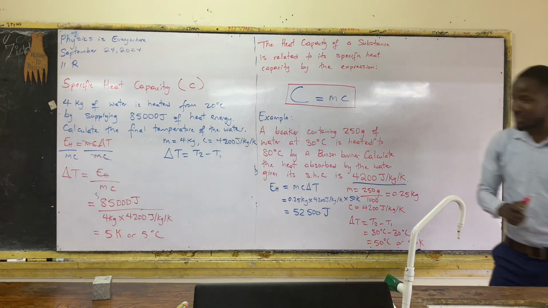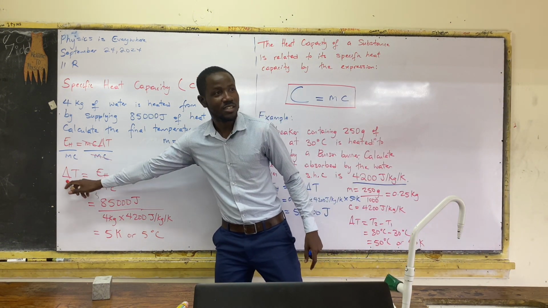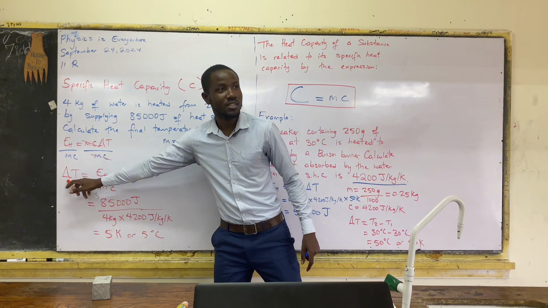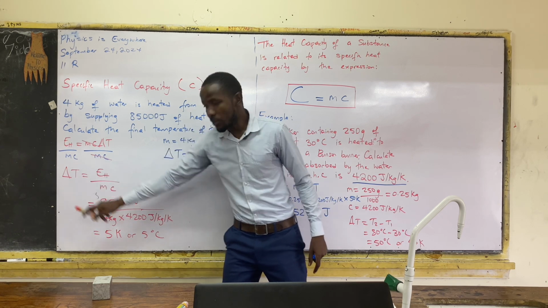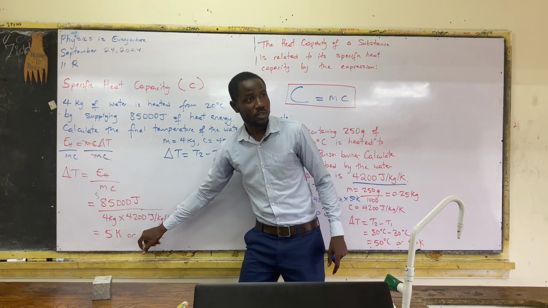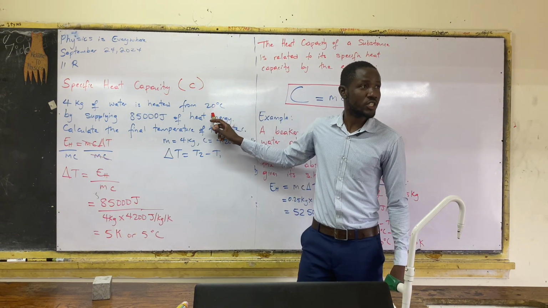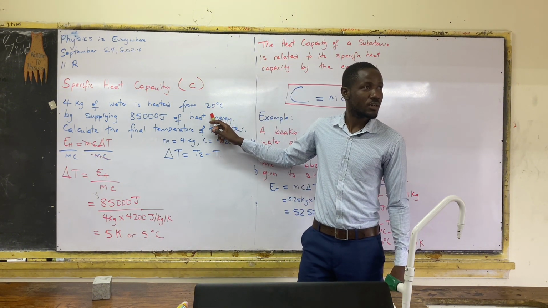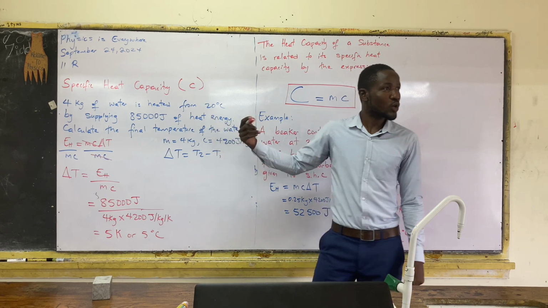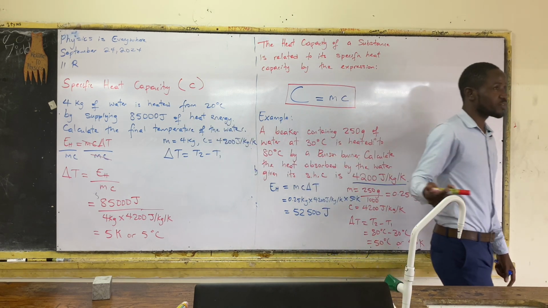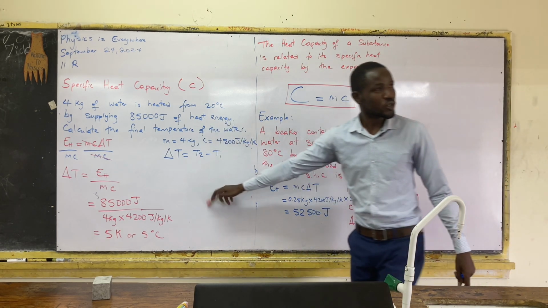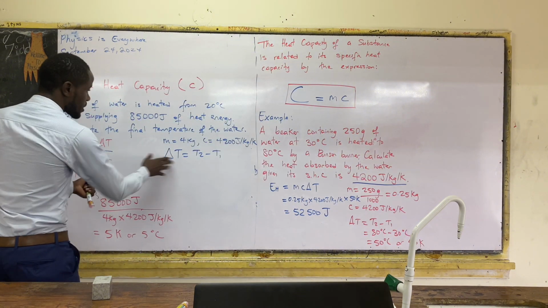Remember, what's this? Change in temperature. So the change in temperature was what? 5. So what it means is that this would have changed by 5. So it's going to go to what? 25. Right? So let's show it right here now. So delta T is that.